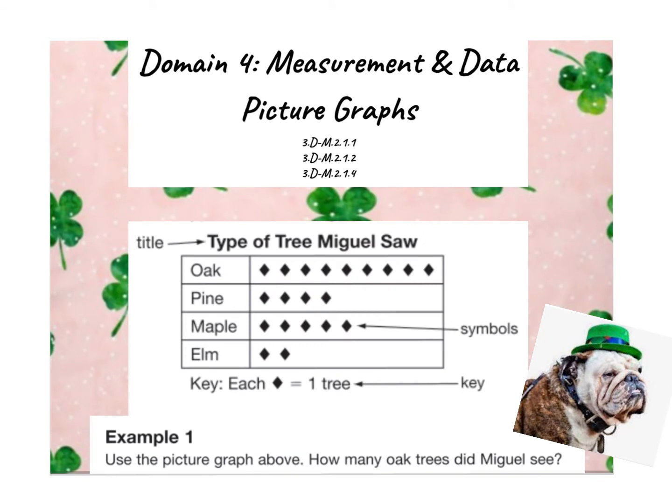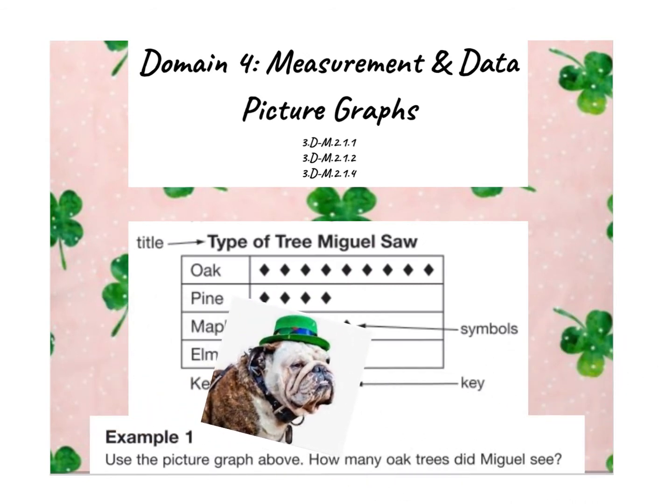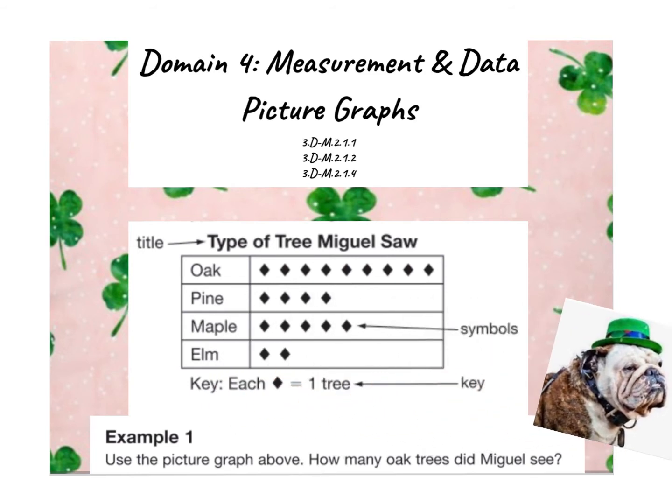Let's answer this question. Use the picture graph above. How many oak trees did Miguel see? So what I need to do is take a look at the graph. The first thing I do is look at the title, the type of tree Miguel saw. So I'm getting that in my mind. I can imagine a little boy, Miguel, looking at different trees. And then the next thing I do is look at the key. The key is super important. So tell yourself, look at the key. Good. Each diamond represents 1 tree.